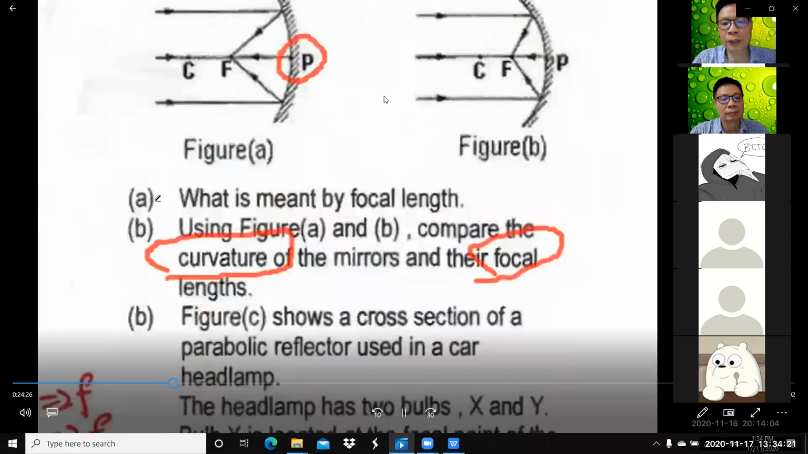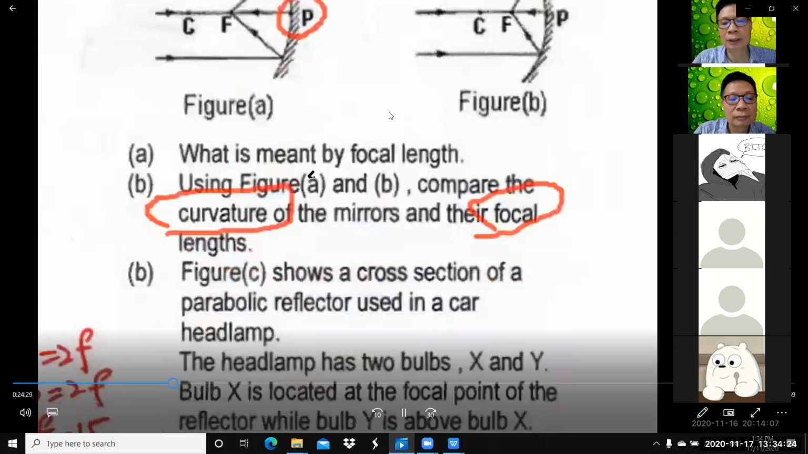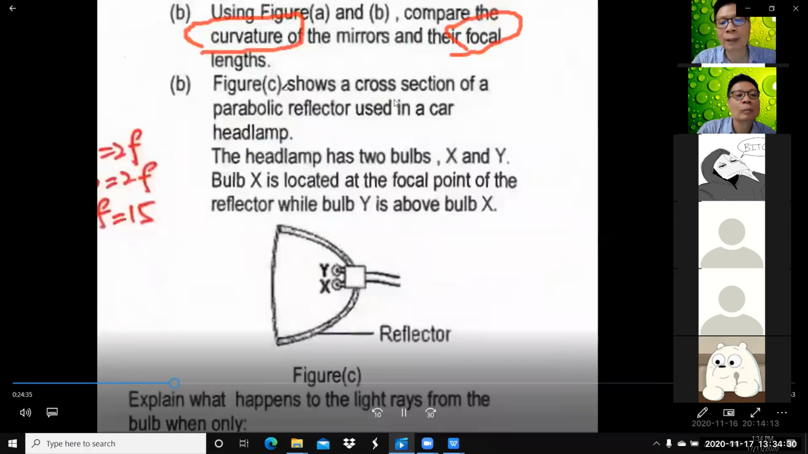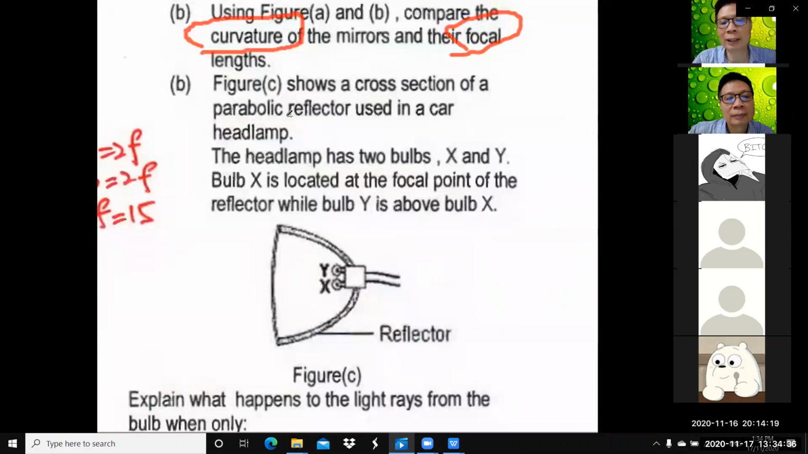Okay, next one, P. This one is a difficult question, an SPM question, a bit difficult. The figure shows a cross section of the parabolic reflector used in a car headlamp. This is a headlamp in the car. They have a reflector here, a parabolic shape reflector. The reflector's function is to reflect the light. Now the bulbs are here, two bulbs, X and Y. The light hits here and gets reflected, so you can brighten a longer distance, right?